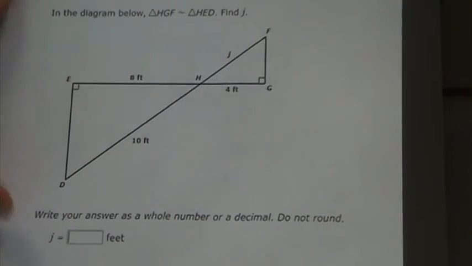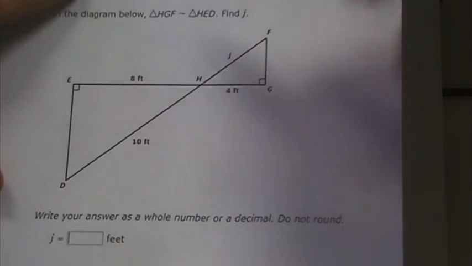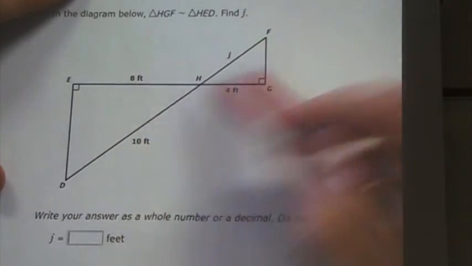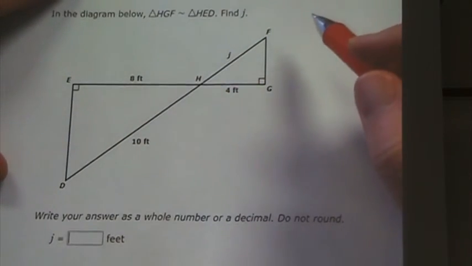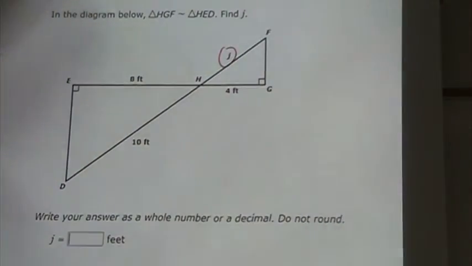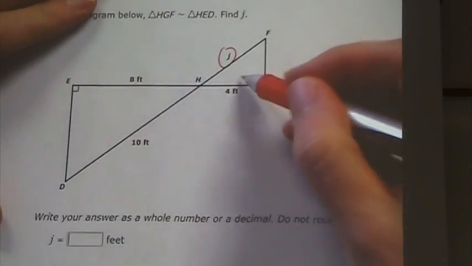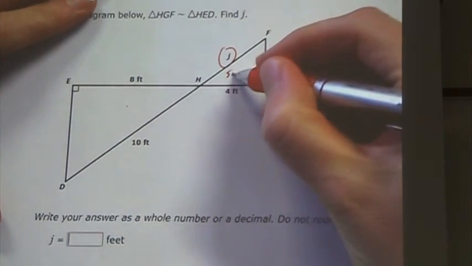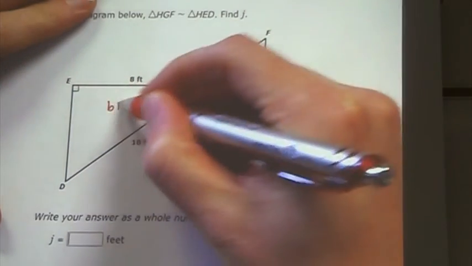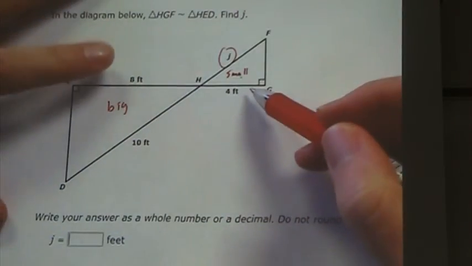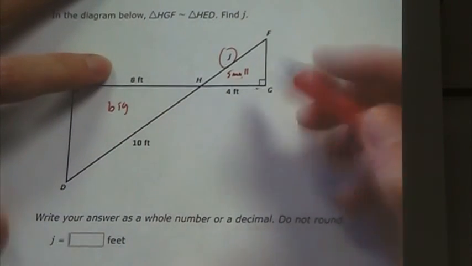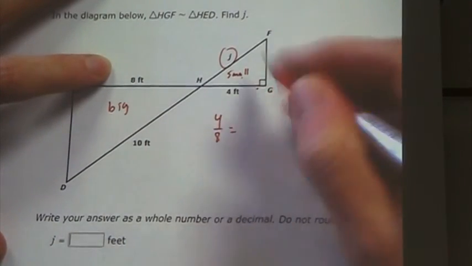Next ones. In the diagram below, you've got these two similar triangles. Well, we need to find J. So what we're going to do is match up corresponding spots. I'm going to go small triangle over big triangle. So this is my small, this is my big. And I match up the sides. So I go 4 over 8 equals J over 10.